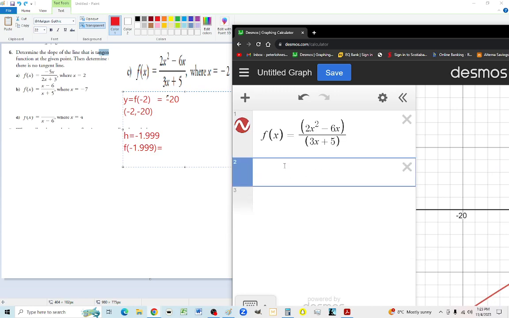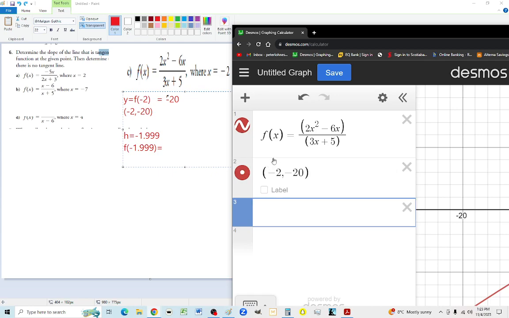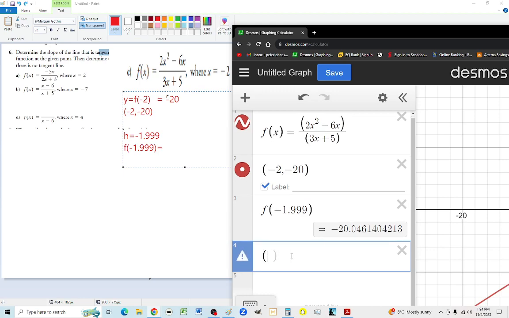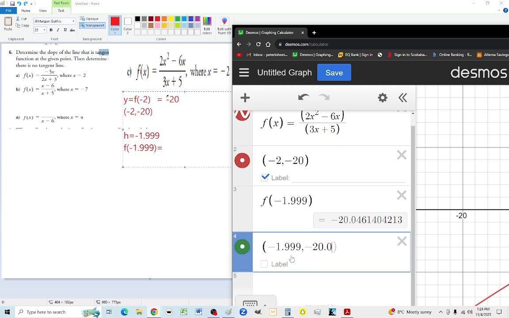They're talking about the point minus 2. Minus 2, as we've discovered, is minus 20. So we're talking about minus 2 comma minus 20. And we're going to label it. And now we have to find the point just to the right of that. So that means they're talking about the point just to the right of it. And that's the point just to the right of it.